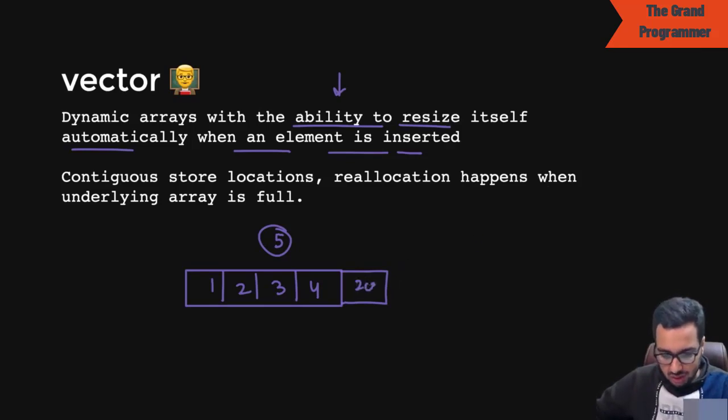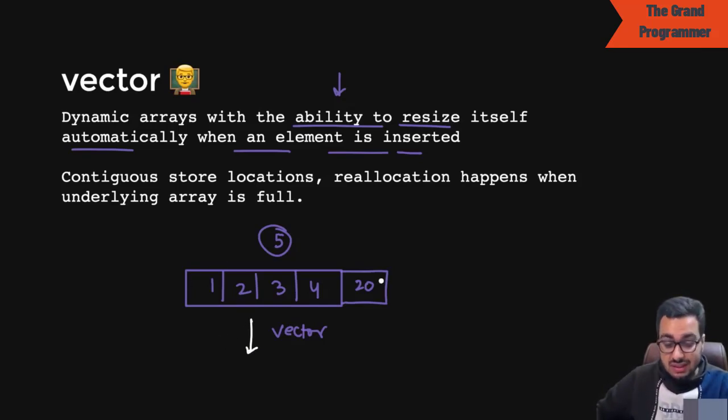So you inserted it. Now you say, okay, I want to insert one more element in this particular vector, but the vector is full. The vector is full. So what is it going to do? It is going to resize itself when an element is inserted. Okay, now how that resize happens, I will give you a quick recap. So the vector doubles itself.